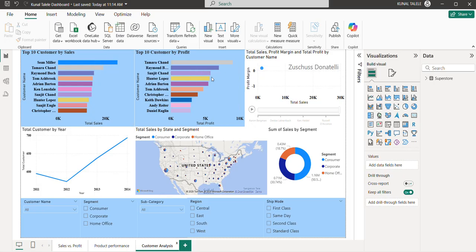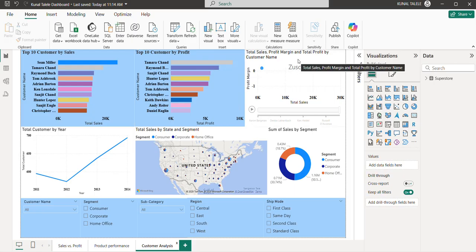Now coming on to top 10 customers by profit. Although some customers have high sales, their profit contribution may differ. For example, Tamara Chand and Raymond Butch appear prominent in the profit chart as well. This indicates that they not only buy often but also buy profitably. Comparing sales and profit rankings helps identify sustainable long-term customers versus discount-heavy or low-margin customers.